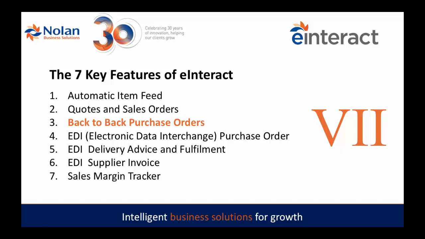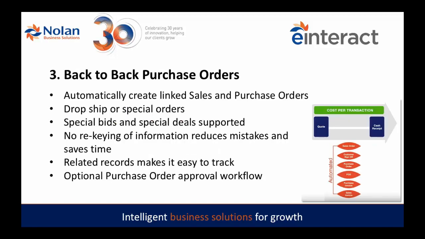The next key feature of eInteract that I would like to show you is the back-to-back purchase orders. Back-to-back purchase orders are automatically created and linked back to the original sales order when you approve that sales order. That can be a drop ship or special order. The difference being a drop ship is sent directly from distribution direct to your end customer, while a special order will bring those items into your warehouse, maybe for some configuration work before you then ship to the customer.